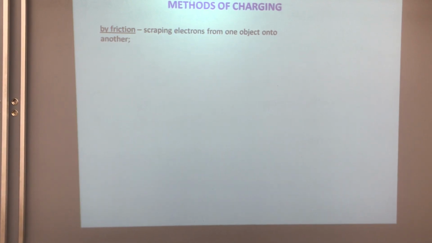So let's talk about how an object can gain charge. Some objects just intrinsically have charge, like protons are always positive, electrons are always negative, but then other objects might start off neutral and can gain a charge, like when I took the balloon and rubbed it on my head and I gave it extra electrons, so then it gained an overall net charge.